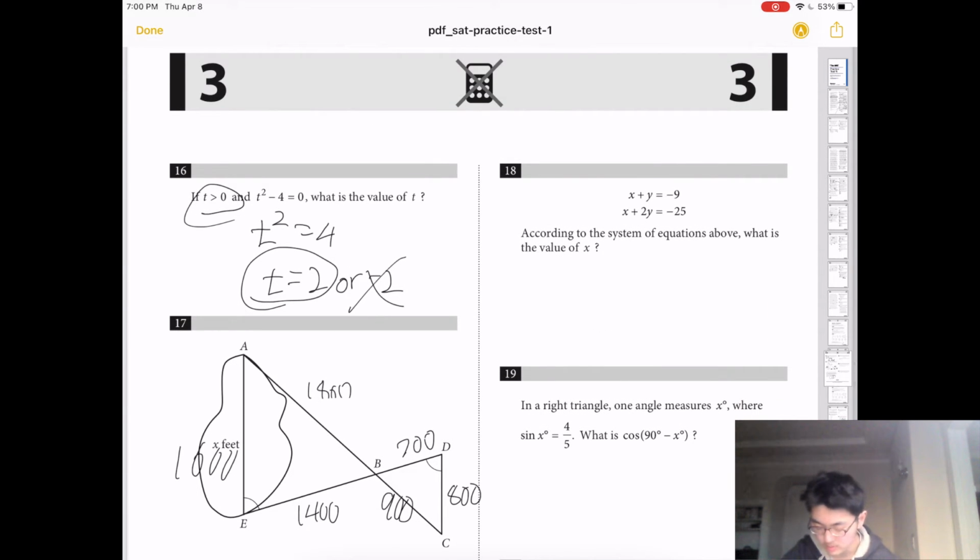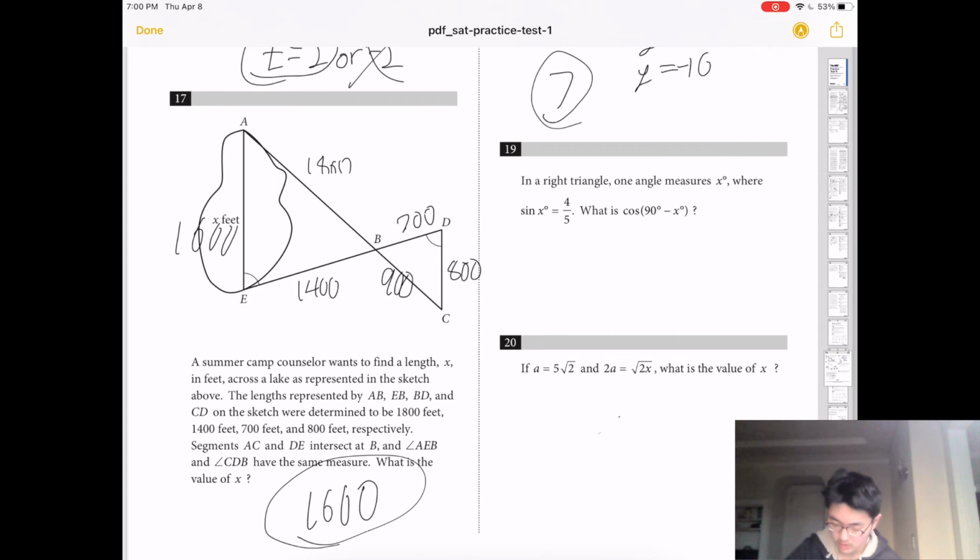Alright, the next one, x plus y equals negative 9, x plus 2y equals negative 25. Just subtract it like that, and we get negative y equals 16. So y equals negative 16. And now you just shove in negative 16 here, and you get x equals 7.